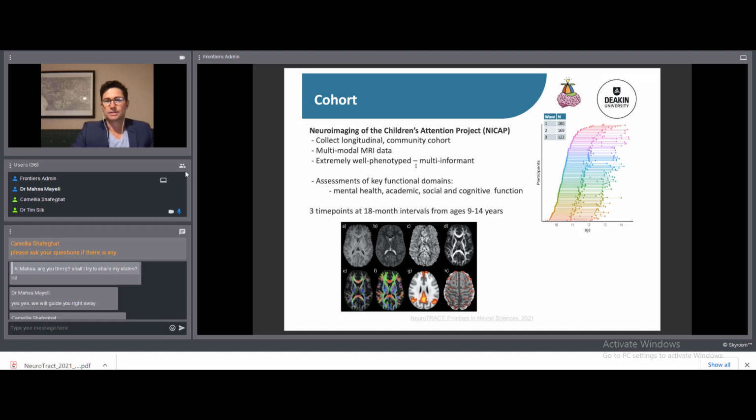On the right-hand side, you can see the spread of time points and ages that we have across the data. And I say multimodal imaging: we collected structural T1, T2, QSM, which is an iron mapping type technique, as well as diffusion to look at the white matter, as well as resting state functional connectivity. Next slide, please.